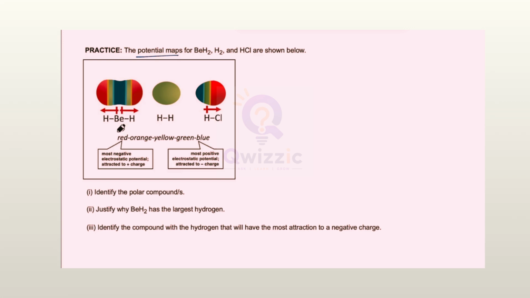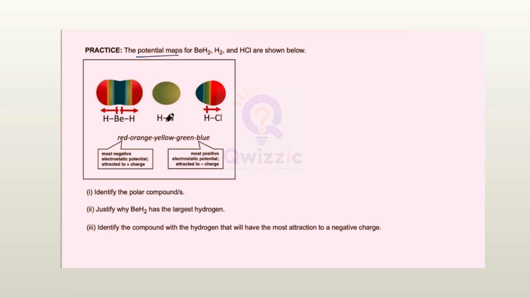We see there's a color code shown to let us know what these colors mean. That says red, orange, yellow, green, blue. With on the red side, it says most negative electrostatic potential attracted to positive charge. And on the blue side, most positive electrostatic potential attracted to negative charge.